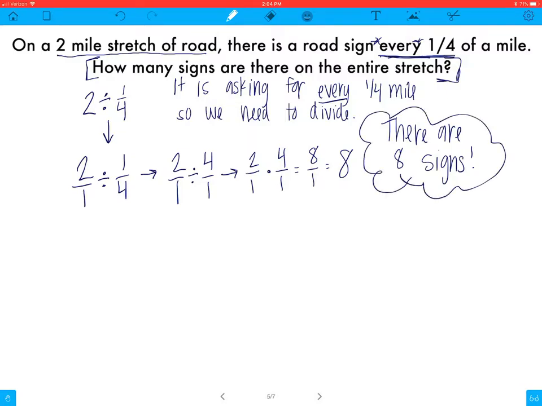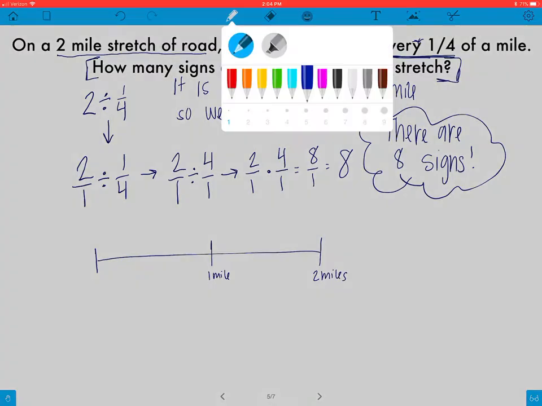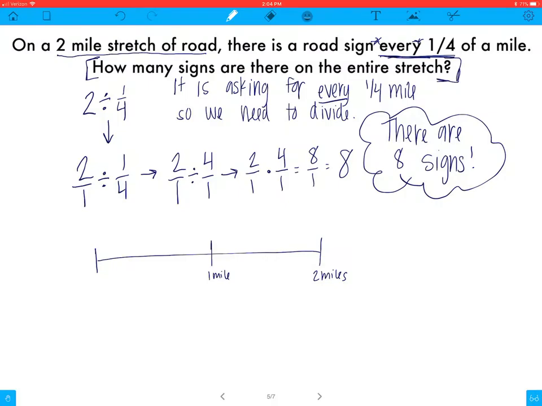But I could also model this. I can model this with a line. Now, this line I'm going to split into 1 mile and 2 mile. And within these miles, I'm going to label every 4th. Now, remember, if it's 1/4, that means there are going to be 4 fourths or 4 quarters in a mile. So I'm going to go again through and label these.